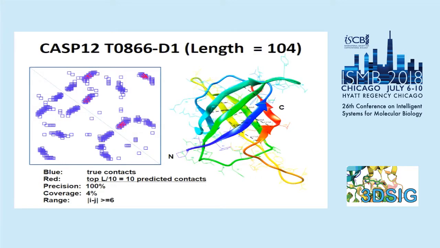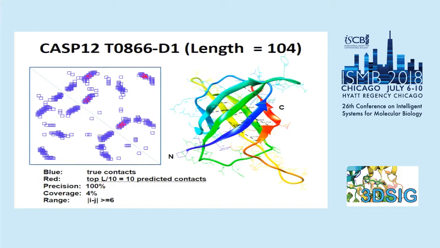Now, after this experiment, I'm going to show you one example to demonstrate the power of contact prediction. So here is the CASP12 target. Length is about 104 amino acids. Blue represents the true contact map, okay? And red represents the top L divided by 10, about 10 predicted contacts. You see, they overlap pretty well. That means actually the accuracy is 100%.